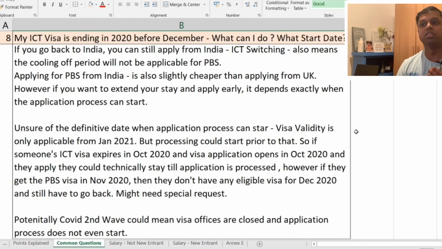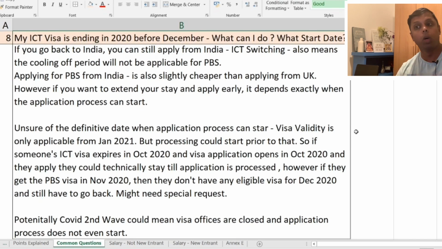So the next question is, this is again a bit tricky because people have been saying that, my visa is expiring, I'm in ICT and I'm already in UK. My visa is expiring before December 2020, in October, September. What options do I have? What is the start date of this visa?